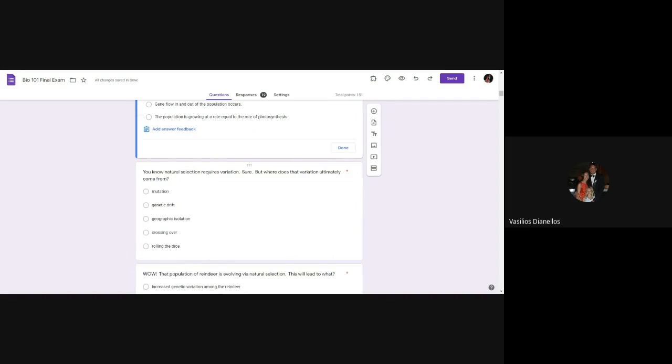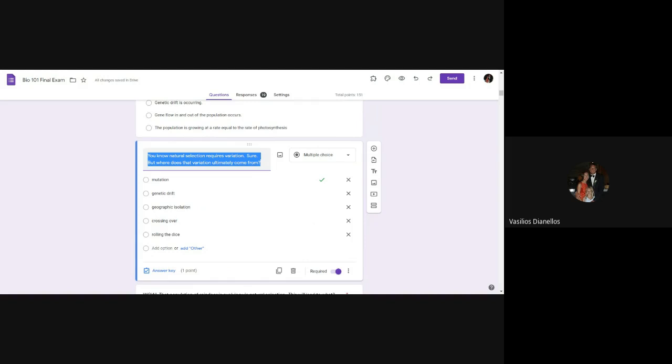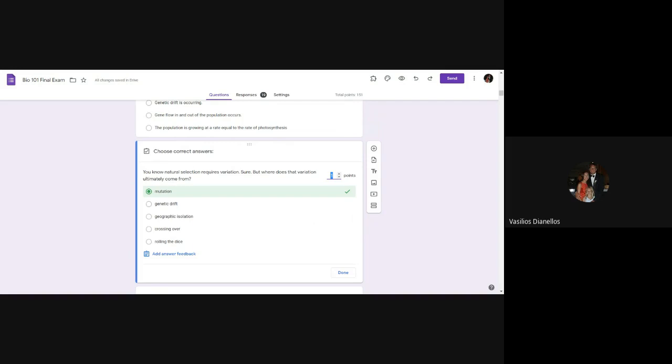Next question. You know, natural selection requires variation, but where does that variation ultimately come from? This is basically re-asking the question that I asked you earlier, because those variations, we talked about alleles, right? Different versions of genes. So the answer is mutation. Mutation is where the variation comes from. And that variation is the alleles, the different versions of genes. Of course, genetic drift, that's just the change, right?